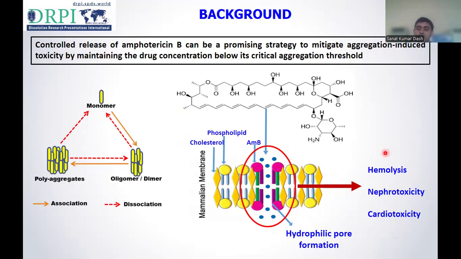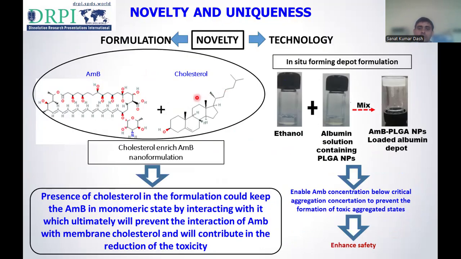So, to mitigate this amphotericin B induced toxicity, controlled release of amphotericin B, by maintaining drug concentration below its critical aggregation threshold value, can be a promising strategy. So we have developed a strategy by formulating an amphotericin B loaded depot formulation. Our strategy has two novelties. One is from the formulation point of view, and another from the technology point of view.